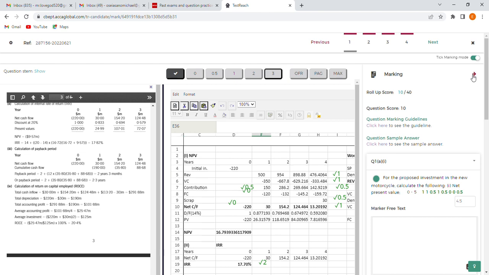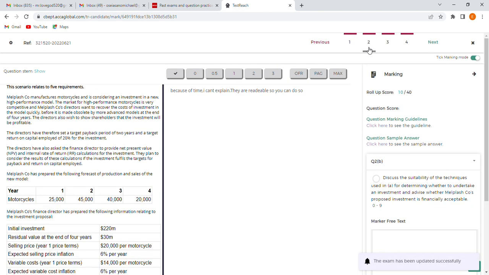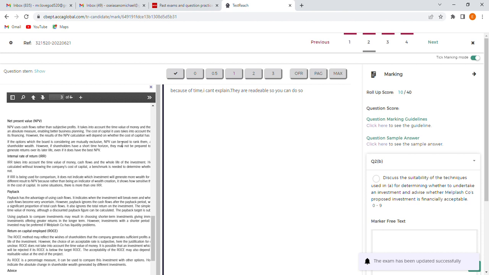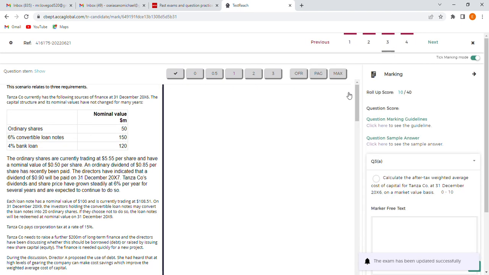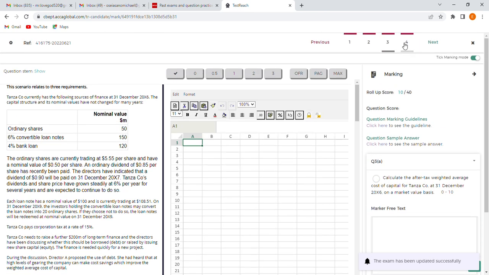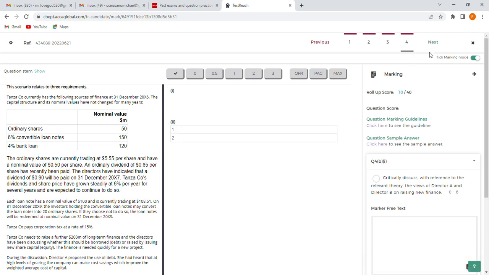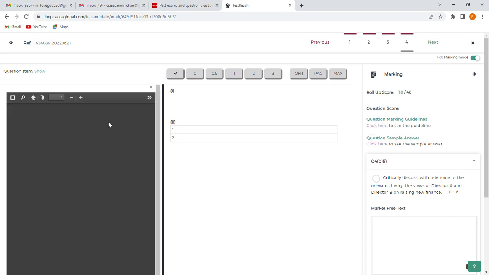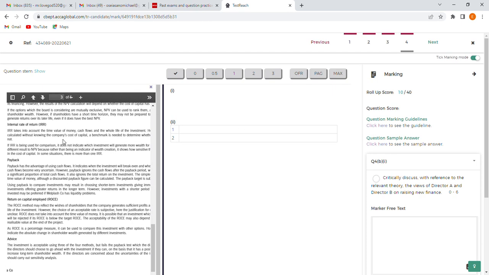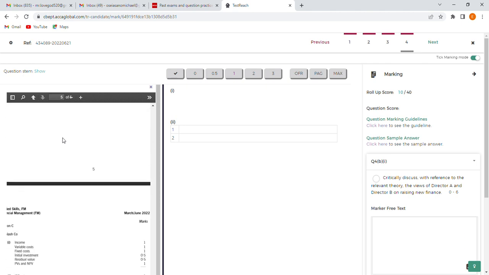After marking, you click here to go to question 2. The second question will come. So sample answer, everything here. You click here, you click the tick, the 0.5, and begin to mark whatever you feel is right. You go to question 3, the same thing. You go to question 4, the same thing. After you are done marking, you just click on close. So you are done marking and you can check your answers. In my next lecture, I'll show you how to download this content.